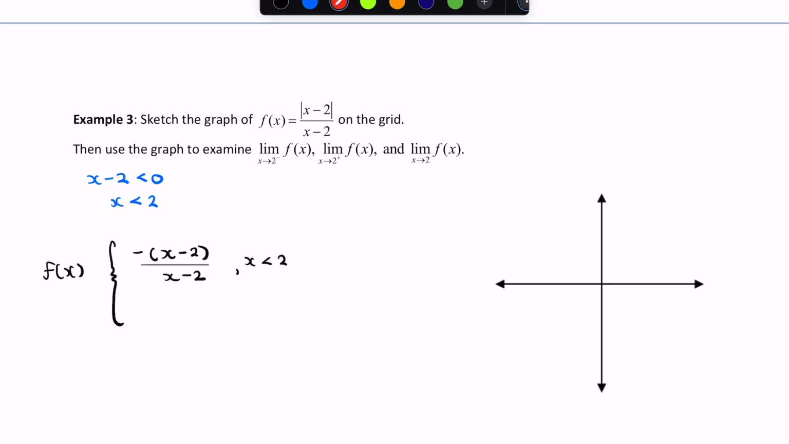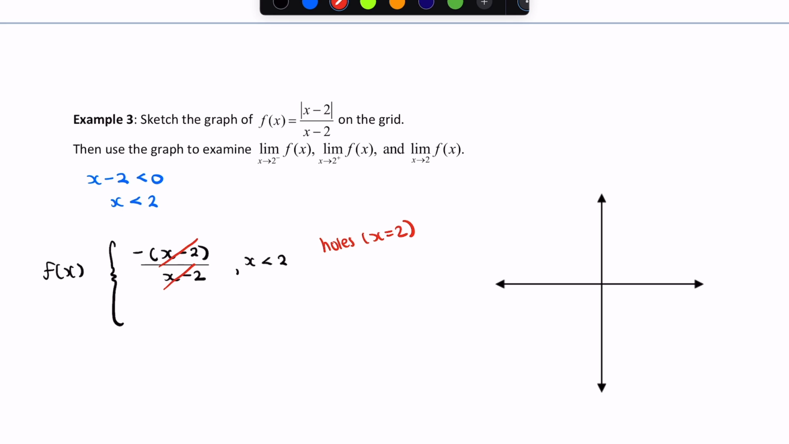we see here that the x minus 2 is going to cancel out. And because they cancel out here, that means there is going to be a hole at x is equal to 2. So it's going to be a hole at x is equal to 2.